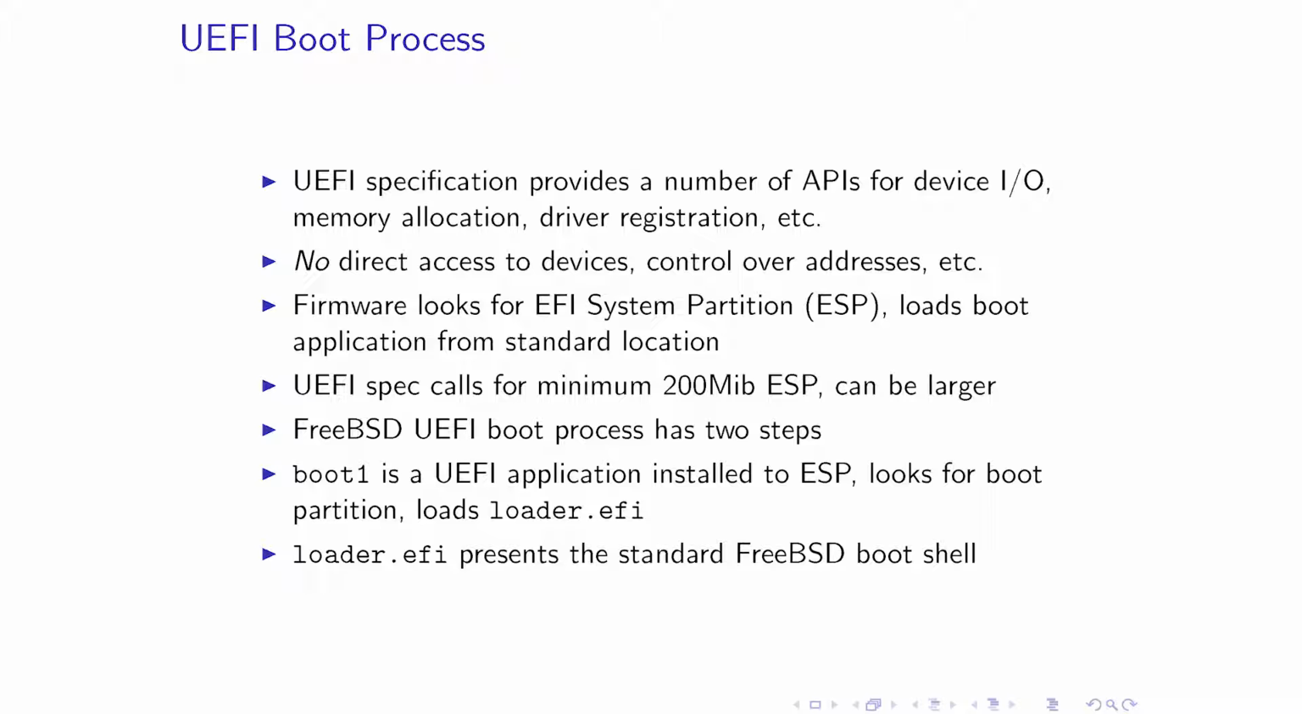And the FreeBSD implementation of this has two steps. There's boot 1, which is installed to the ESP, and its sole purpose in life is to find loader. So it goes off and hunts down, checks all the partitions until it finds the loader program, and then it invokes some image loading APIs to load that. Loader then, of course, is your classic boot shell, your loader prompt and your little ASCII logo.